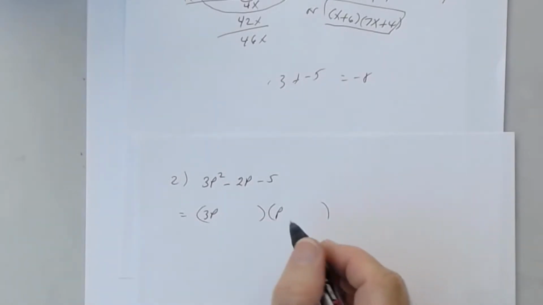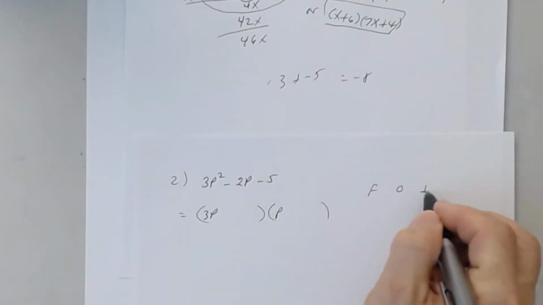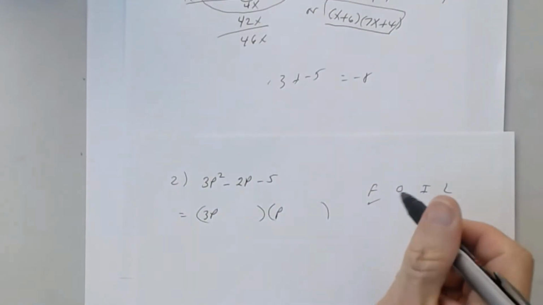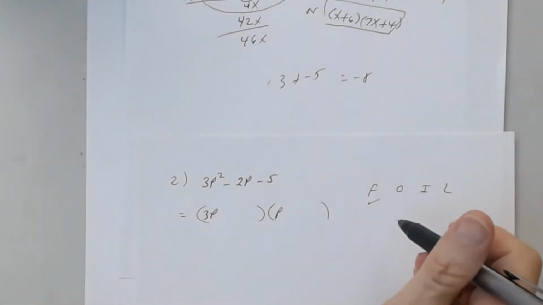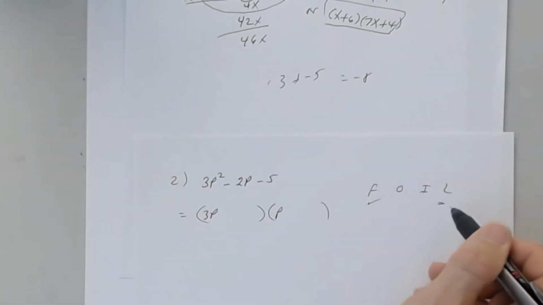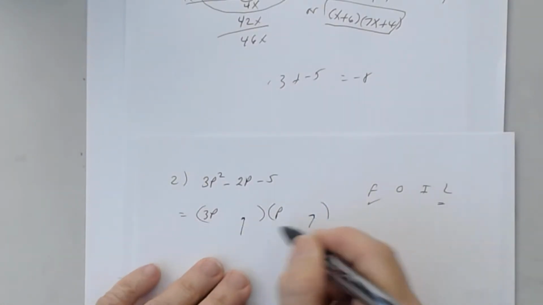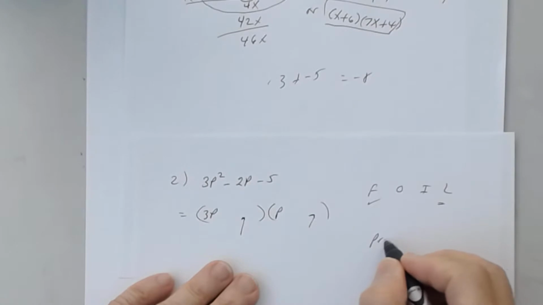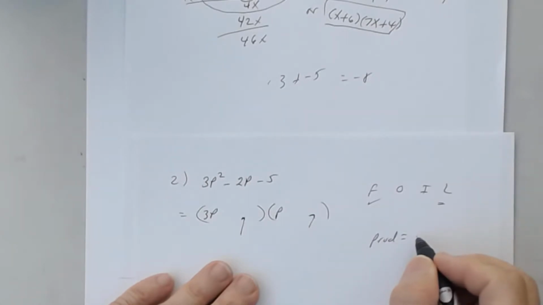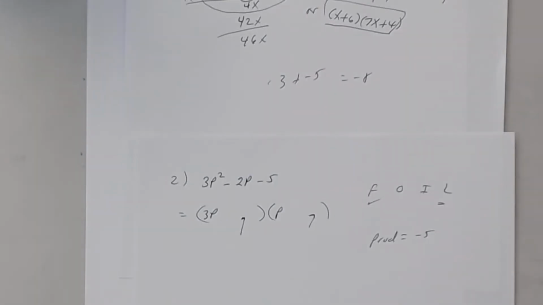All right, now, so that takes care of the F part of FOIL. Once you do the F, where do you jump to next? The last. So that means I need this product right here. I need two terms whose product is equal to what number? Not 5. Negative 5, good.